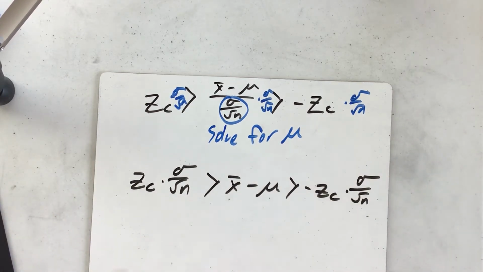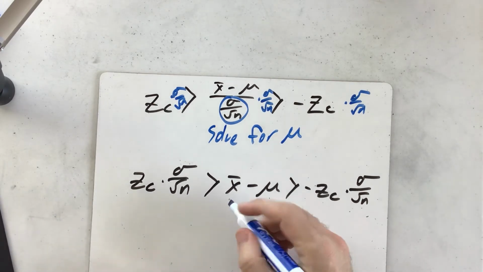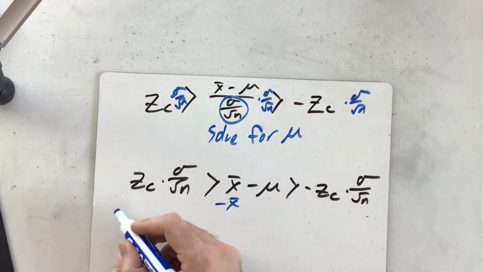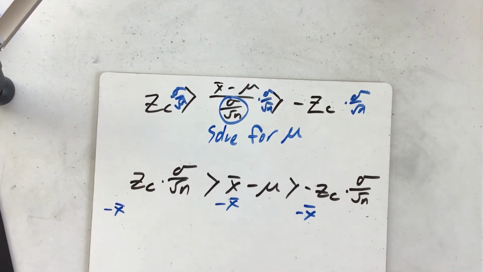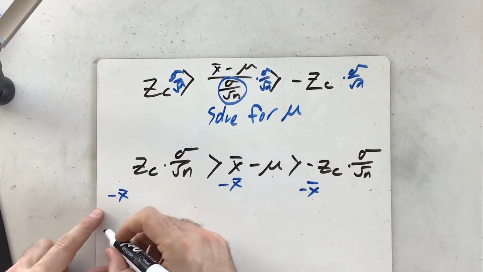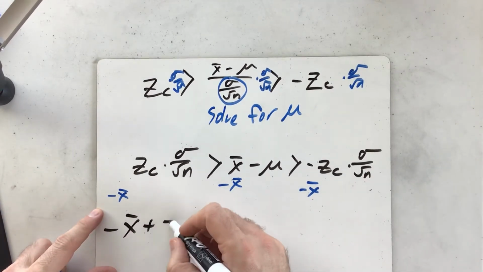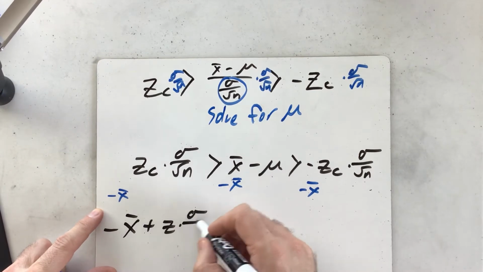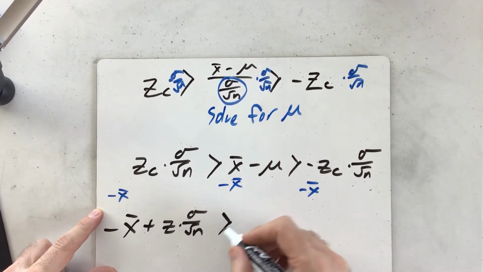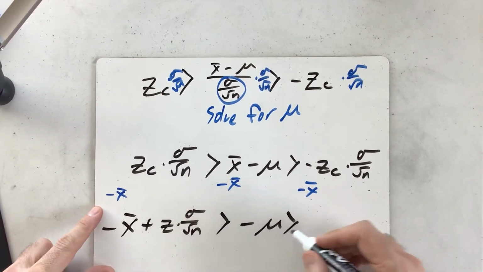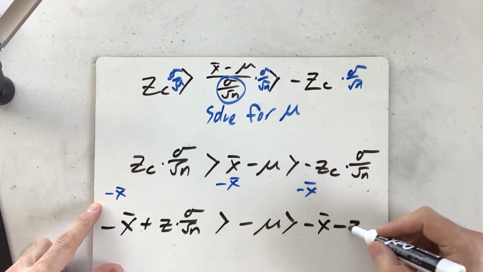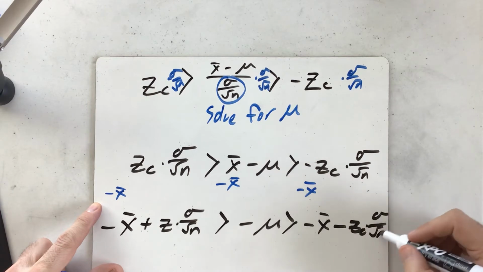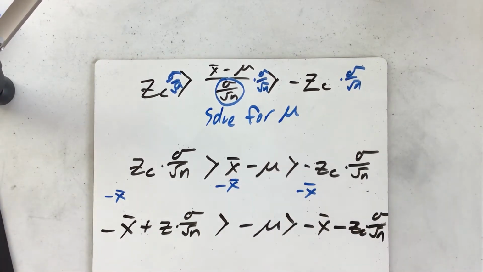Now, the next thing I'm going to do, since I'm solving for mu, is subtract x bar, but I have to subtract it off of everything. And I'm going to write the x bars first because that's what I'm used to, and it looks a little bit nicer that way. So I'm going to do minus x bar plus ZC times sigma over square root of n is greater than negative mu is greater than negative x bar minus ZC times sigma over square root of n. Notice this had the negative sign attached to it.